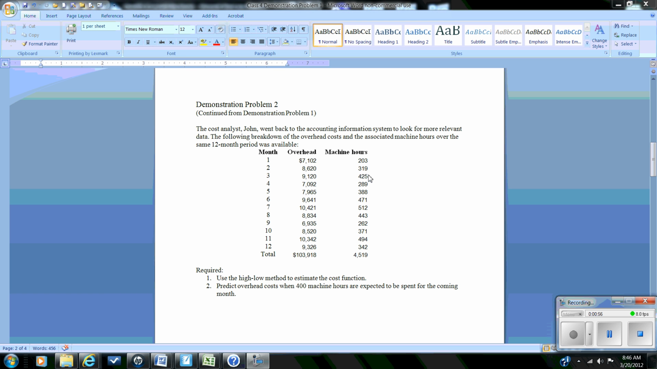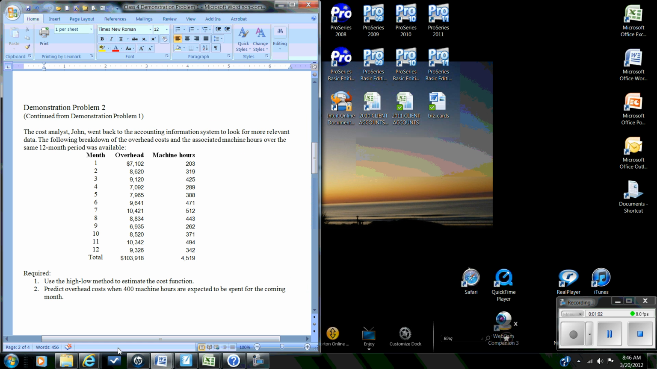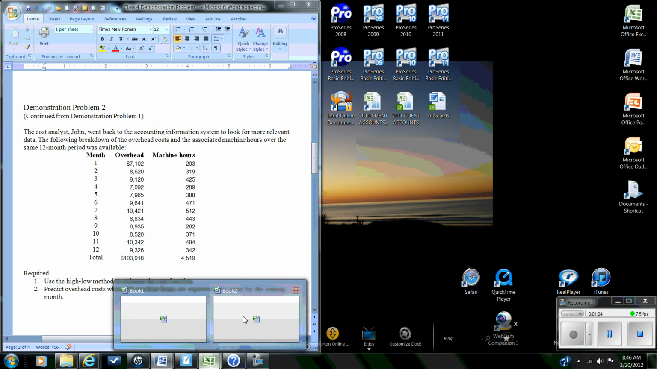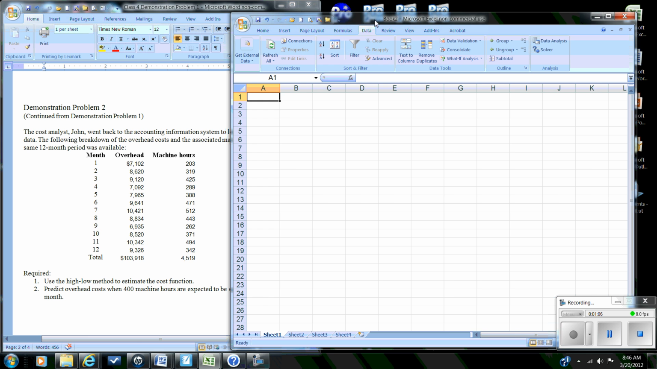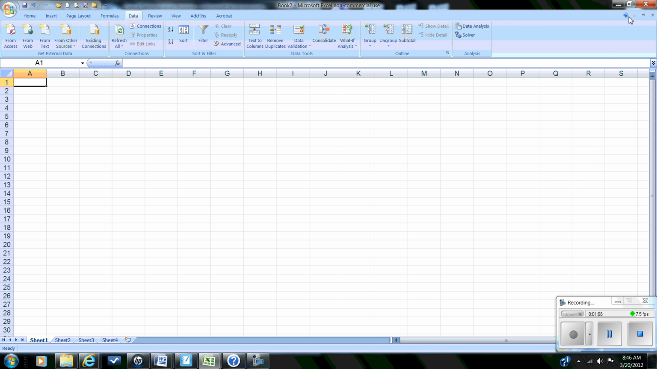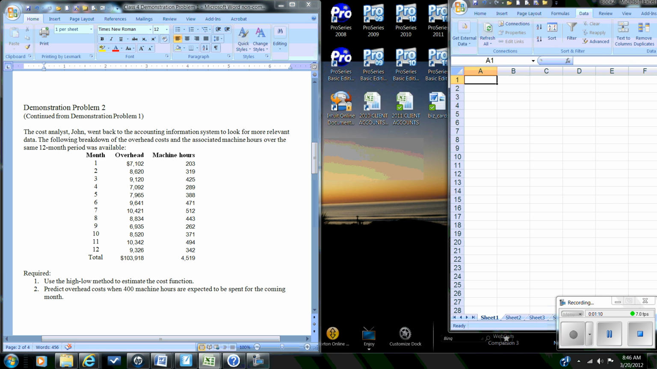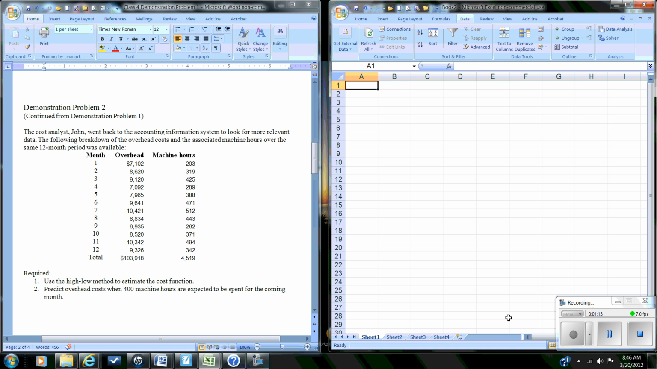We're going to be working in Excel. So the first thing I'm going to do is to put these two worksheets side by side. And I could type in the data, but let me show you a neat little trick to speed things up when you have a Word document that you want to work in Excel.